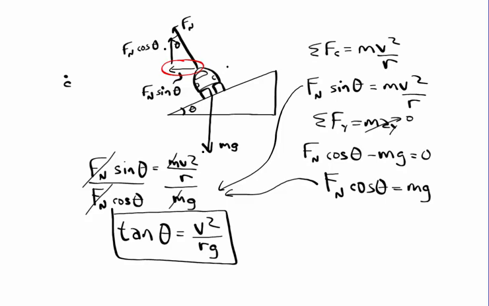But you can use this now to do any number of problems. You might be given the speed and the radius, and asked to solve for the angle. You might be given the angle and the radius and asked to solve for the speed. And it really doesn't matter. You can manipulate this thing any way you need to.